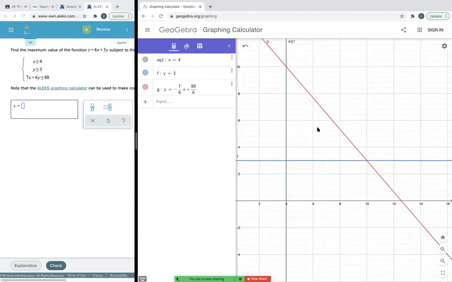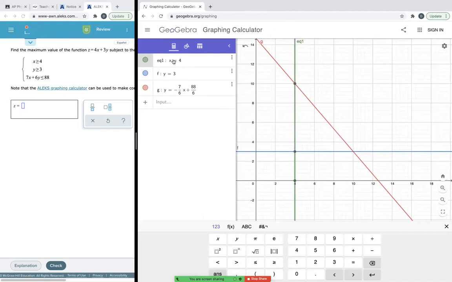I can now zoom in and out, and I see that here's my first equation. I will then pay attention to the original inequality. So I have to be greater than or equal to this vertical line at x equals 4. I then notice that I have a horizontal line at y equals 3, but based on my original inequality, I have to be greater than or equal to that. So I will be at that line or above it. And then this is the equation we rearranged, and the inequality says less than or equal to that. So I will be below that.